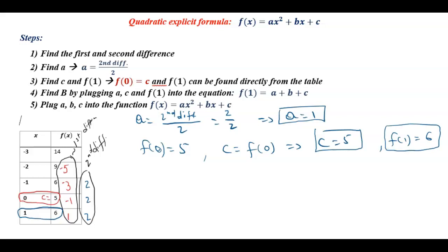Now we can go ahead and find b. b is using that formula saying f of 1 equals a plus b plus c. So we know what f of 1 is. f of 1 is 6. We know what a is. a is 1, plus b. We don't know what b is. And c is 5, so plus c, which is plus 5. So 1 plus 5 is 6 if you combine like terms. So you're going to have 6 equals b, 1 plus 5 is 6, plus b.